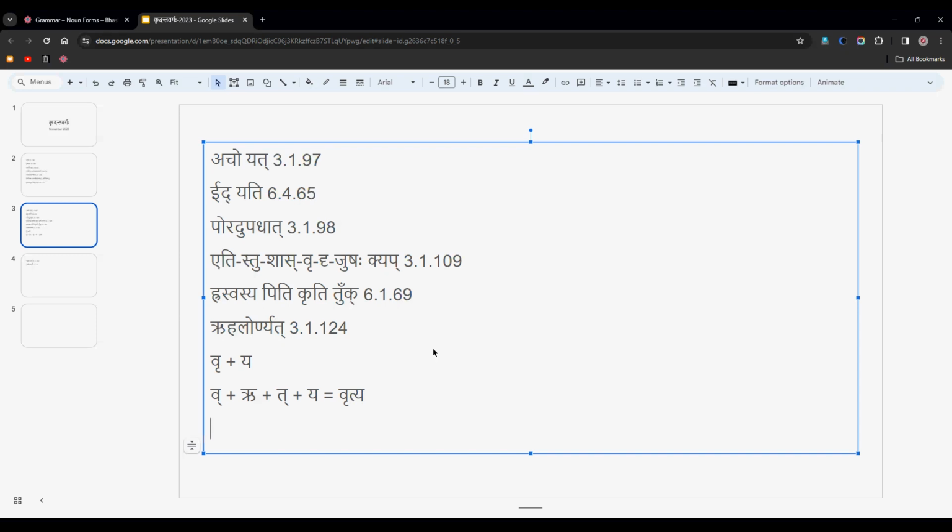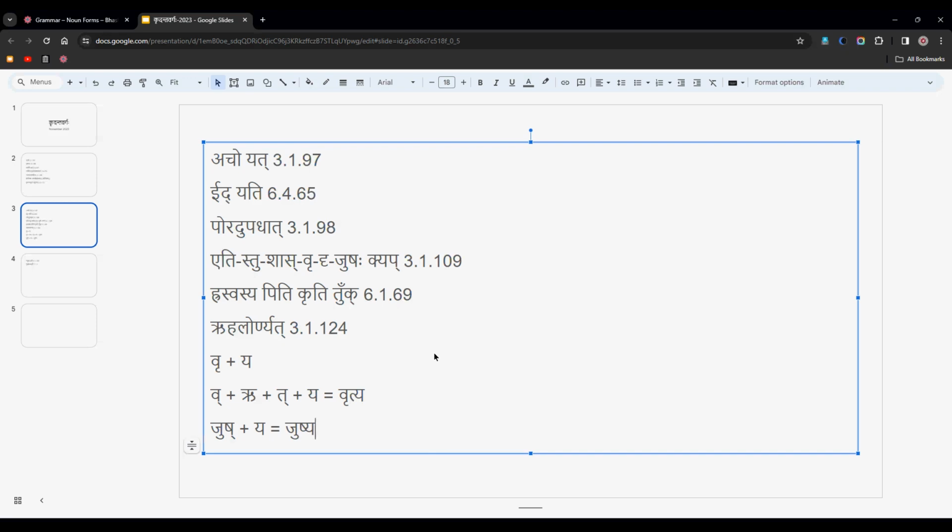Jush plus ya. So this becomes jushya. Right? Here we have the last letter as a vyanjana. So rasvasya piti kruti tuk is not kicking in because the last letter is not a rasva swara. So here we have just jushya.